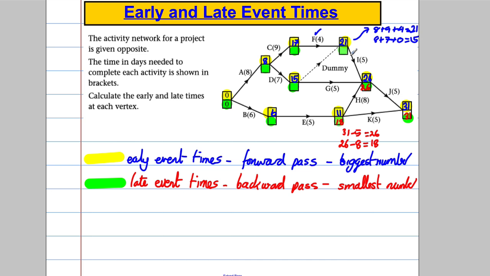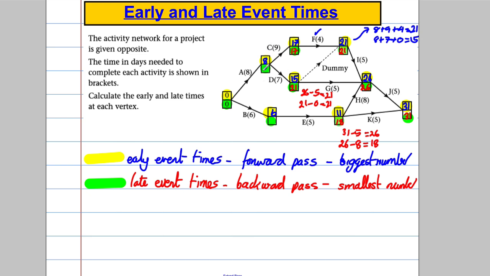Let's look at this one here. What's the latest time I have to leave there? Well, it's 26 take away 5, which is 21, so it's going to have to be 21 in there. It's only one option. What about here? I have to have left here in 21 take away 4, which is 17. Now what about here? When do I have to have left here? Well, it's either 26 take away 5 for this route, which is 21, or it's 21 take away nothing, which is 21 again. So it's going to be 21.